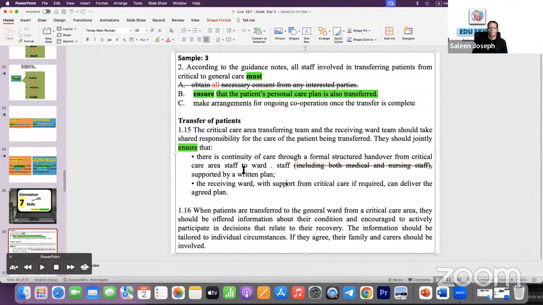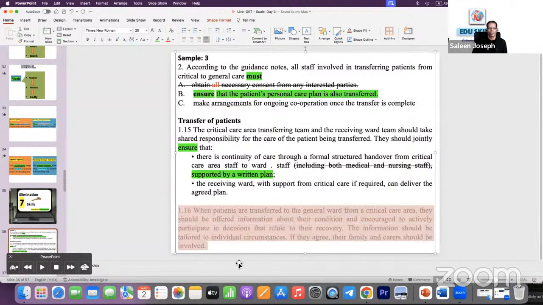So, supported by a written plan. Ensure that there is continuity of care through a formal structured handover from critical care area staff to ward staff, supported by a written plan. The patient's personal care plan is also to be transferred. Yes, paraphrasing. Then you may not look into all these things at all.